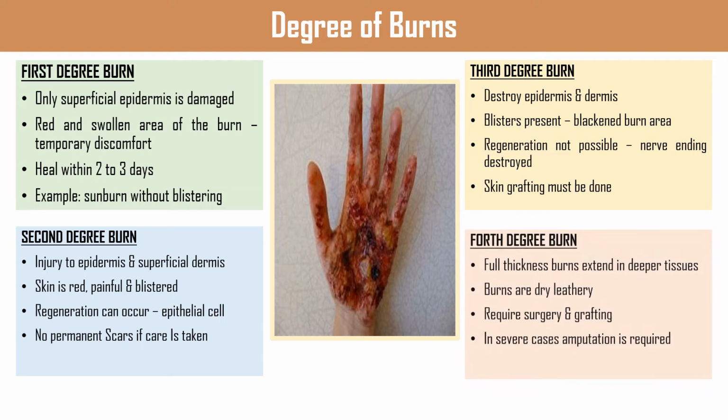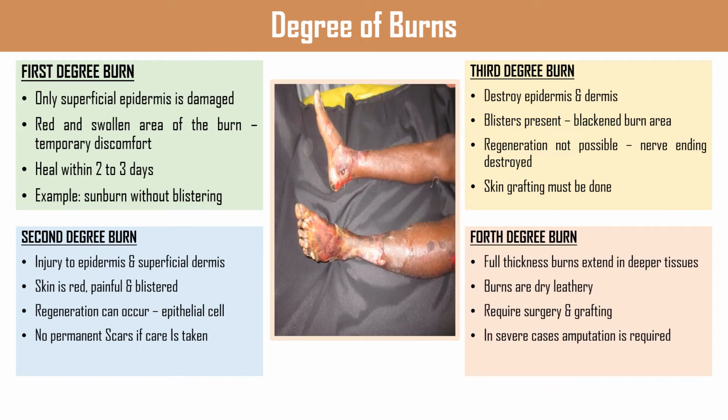Last one is fourth degree burn. Fourth degree burns are also full thickness burns, but they extend into deeper tissues such as bone, muscles, and tendons. These burns appear dry and leathery, and they require surgery and grafting to cover exposed tissue. In severe cases, amputation may be required to save the patient's life.